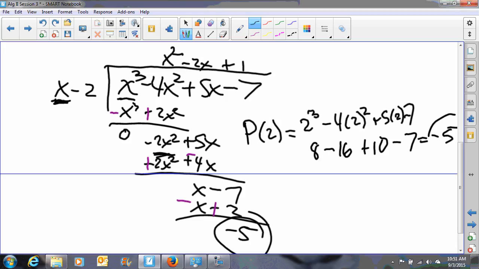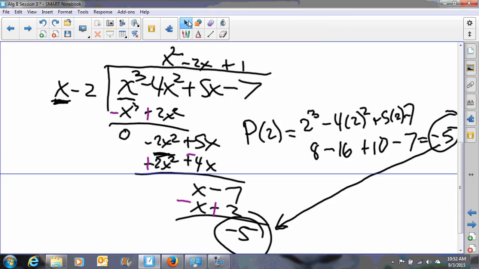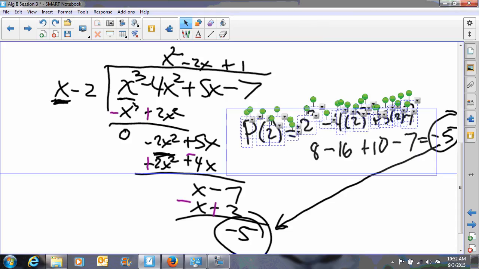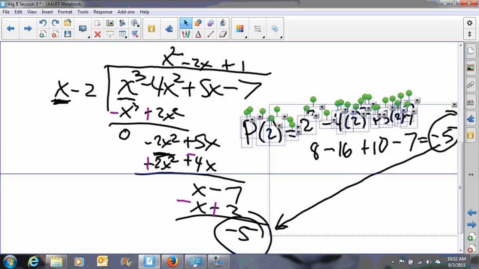So notice p of 2 is negative 5, and the remainder, when we divide by x minus 2, is also negative 5. Now that's what the remainder theorem says. Now you might ask yourself, well, why? And the answer to that is really kind of intriguing, and I want to show you why. So let's see if we can't do a couple more things here that should have meaning to you.